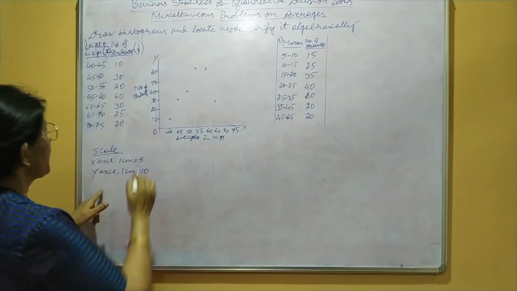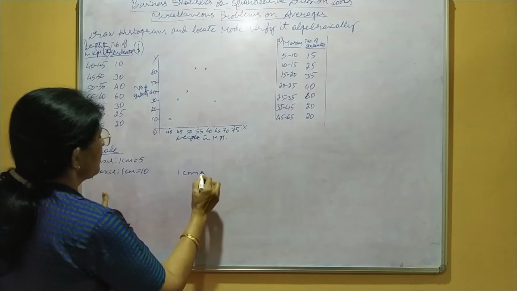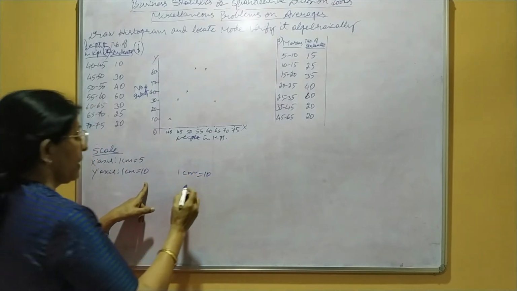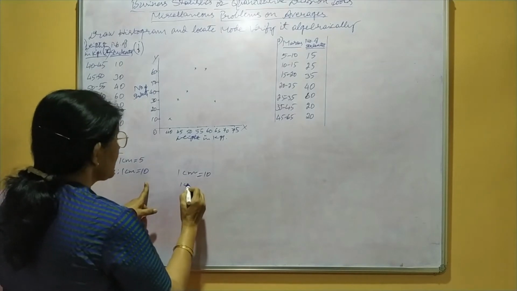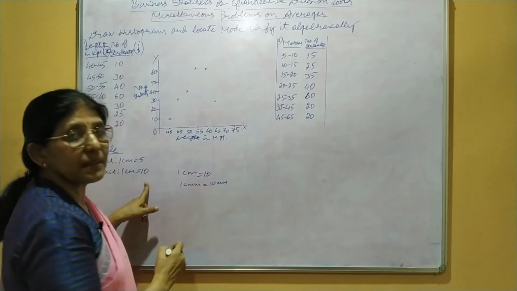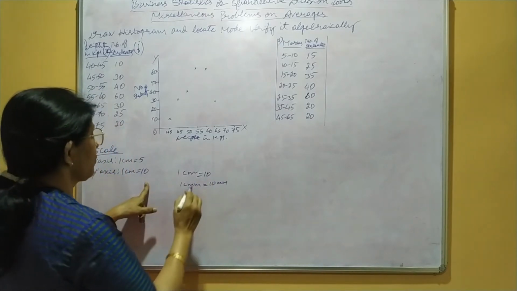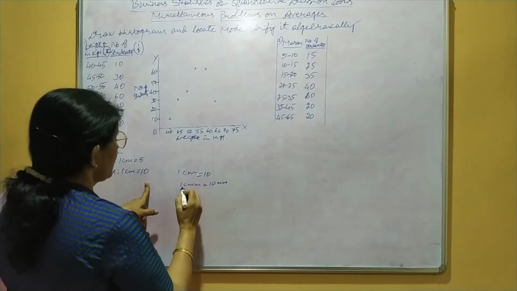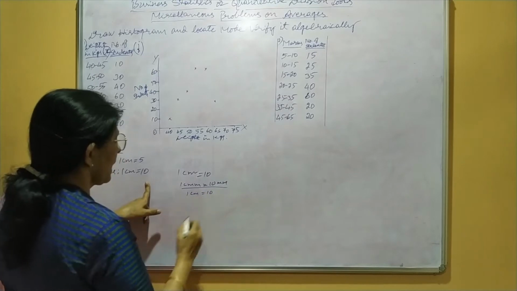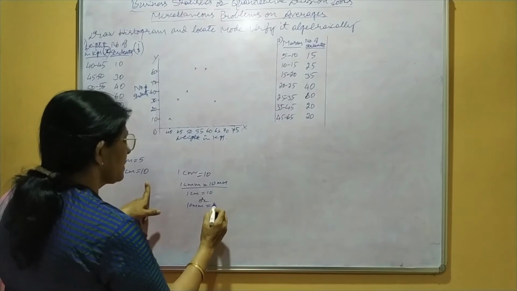For that, on the y-axis, 1 centimeter equals how much have we taken? 10. Now 1 centimeter equals how many millimeters? 10 millimeters, isn't it? 1 centimeter equals 10 millimeters. That means what? Our scale is how much? 1 centimeter equals 10, or 10 millimeters equals 10.